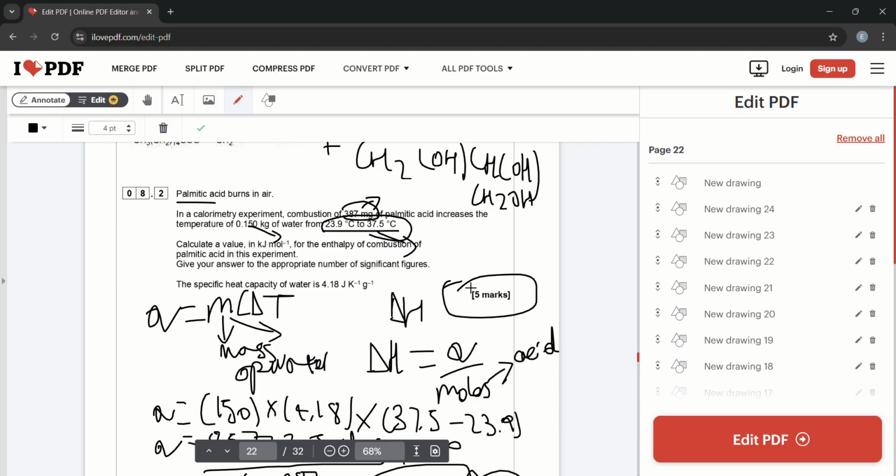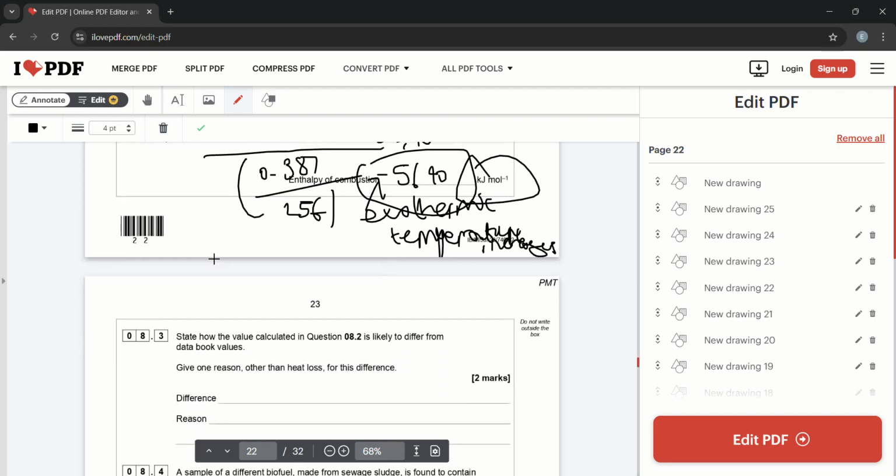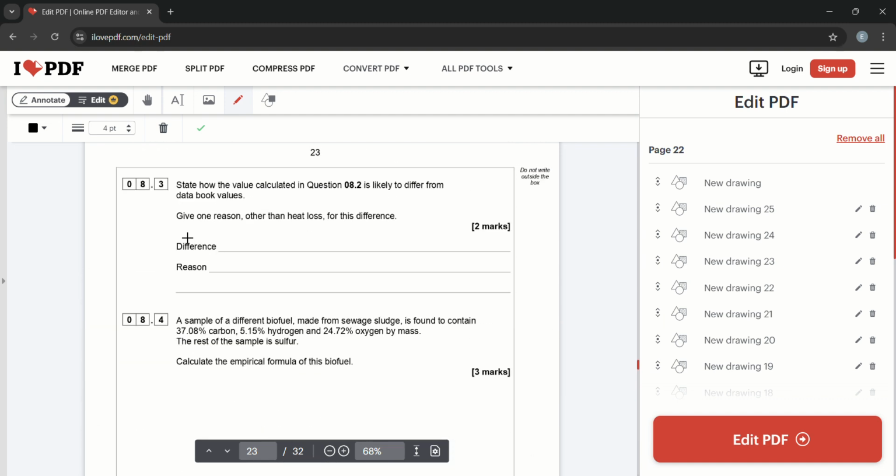I don't leave as this in joules, I need to divide it by 1000 because it wants it in kilojoules. Just being aware of that, and the only way to do that is practice as many past paper questions as you can on specific type of questions or topics. We have practice, you'll get better. And then 8.3, 8.4, 8.5, 8.6, 8.3.